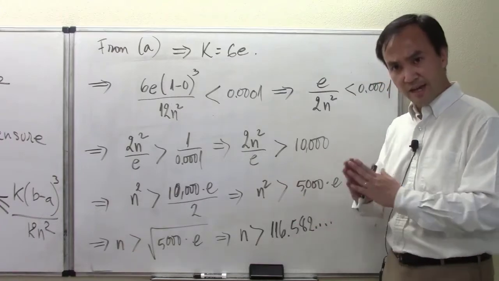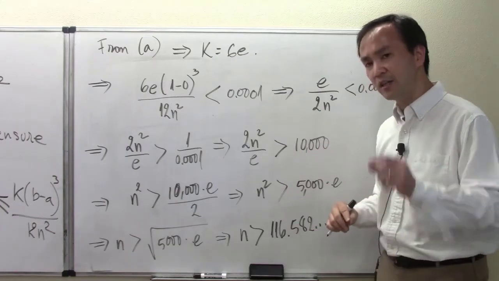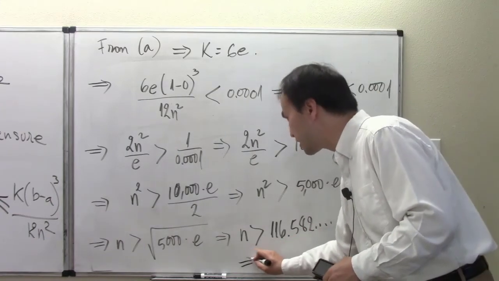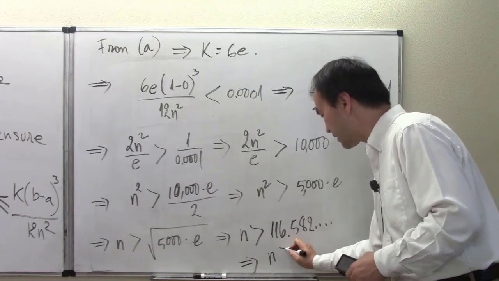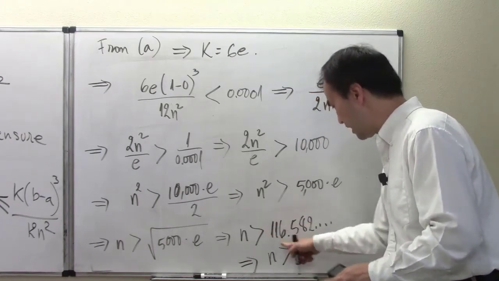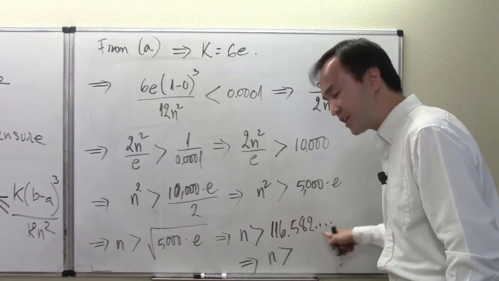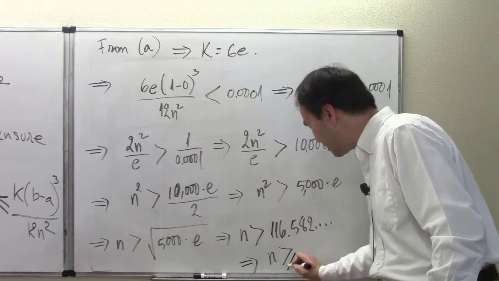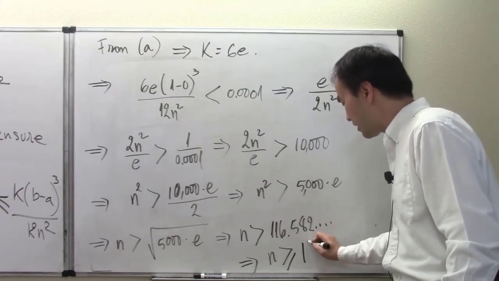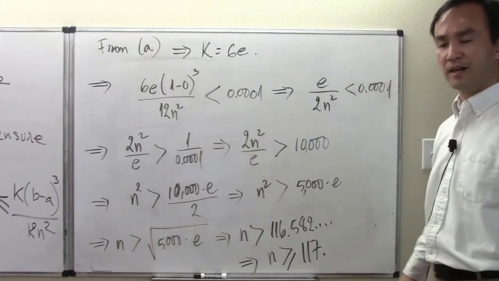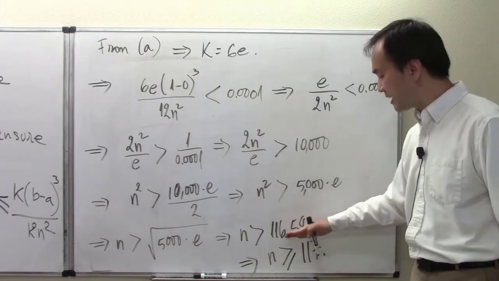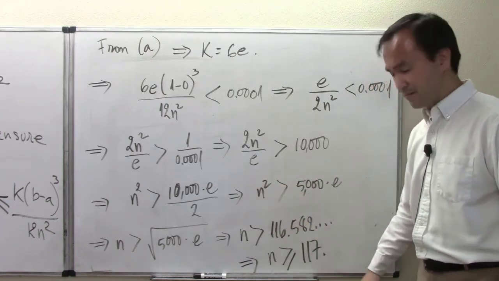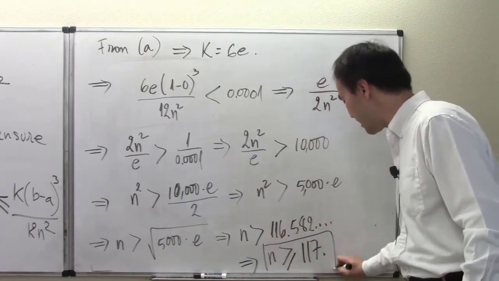But again, n is the number of subintervals, so we desire a whole value, an integer, for n. So we ultimately come to a conclusion: the least integer in this bound has to be n greater than or equal to 117. It's not because we round this up, but because it's the next integer value above, the least integer value above that. And that's how big n has to be.